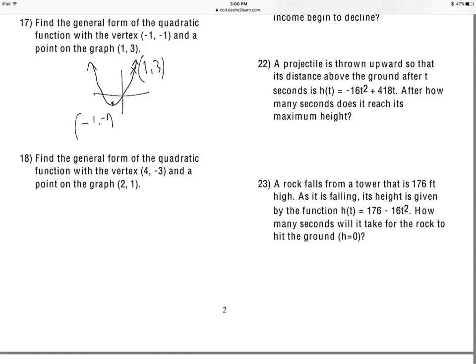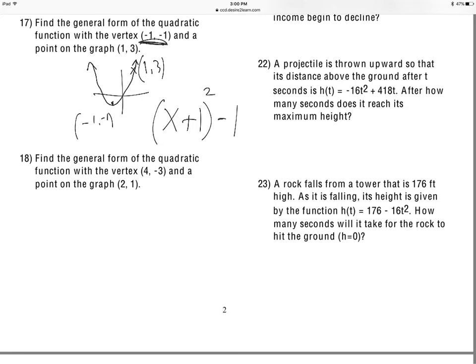So we can use the vertex. Remember, the vertex form will be this. If it's -1, in other words, if it's 1 to the left, I must have moved that, okay? And then 1 down, there you go. So that would be the function if I just basically threw a vertex in.